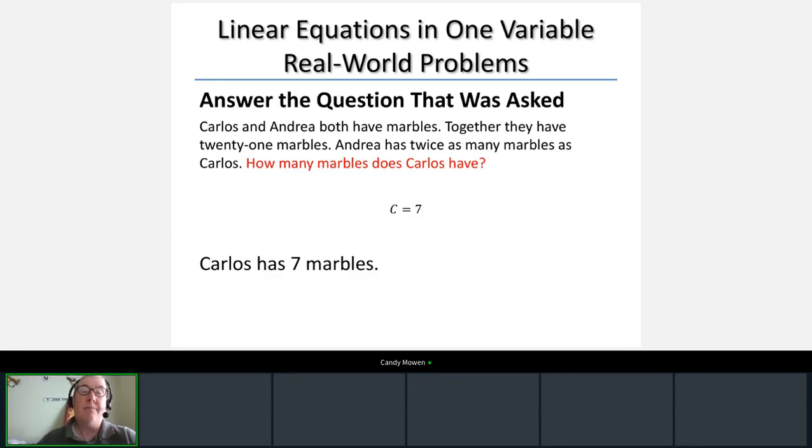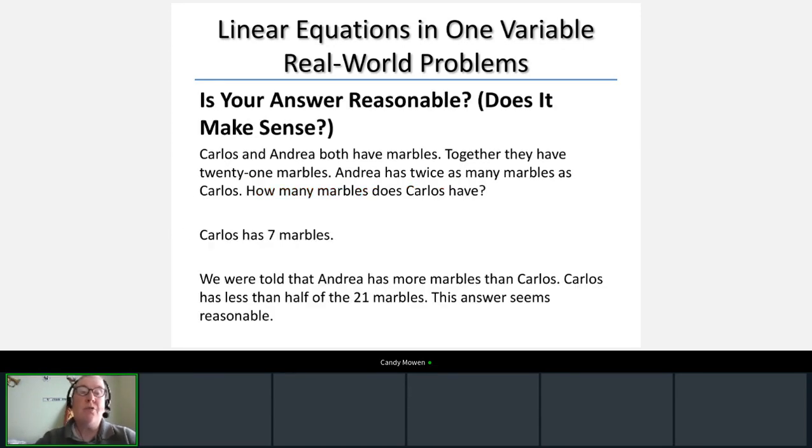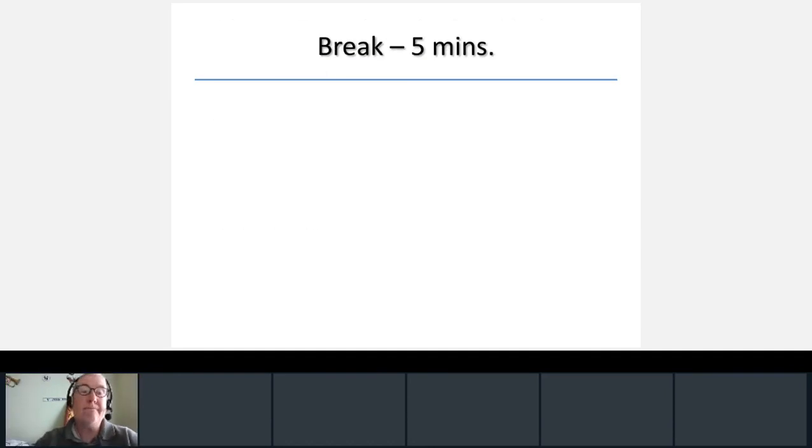Okay, and there's our answer. Carlos has 7 marbles. Does the answer seem reasonable? Okay, and then we just went back and we checked it, and yes, it does. It tells us everything we needed to do. Andrea had twice as many, add them together, and it does equal 21.